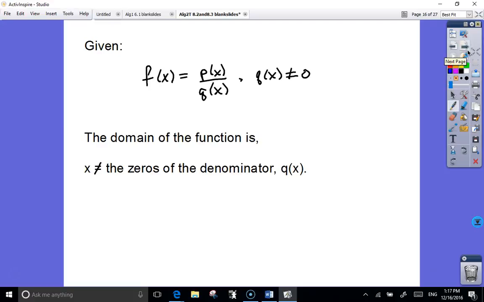Right. The domain of the function is x does not equal the zeros of the denominator.